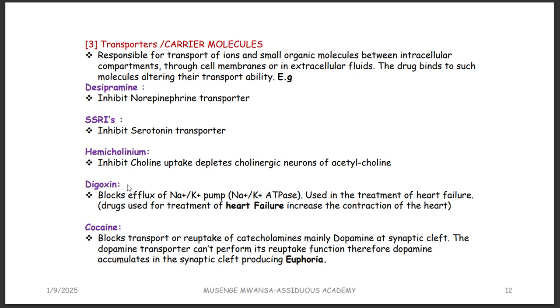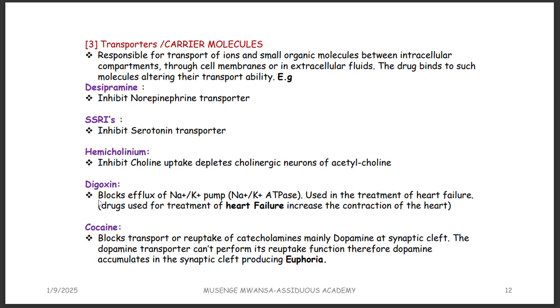Digoxin blocks the sodium potassium pump. So I think this drug, you discussed it in the physiology of the cardiovascular system, specifically the heart. So digoxin is a blocker for the sodium potassium pump, because this pump is actually a transporter.